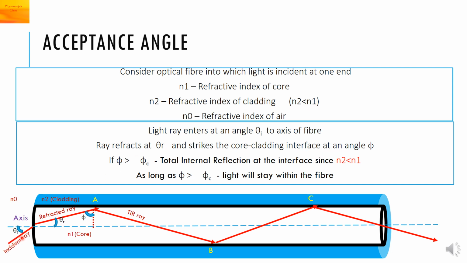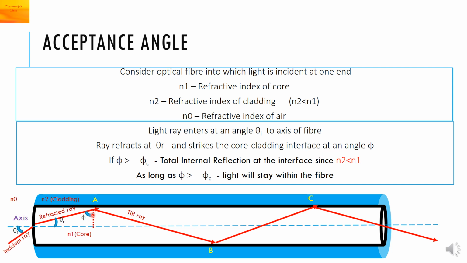So now we incident the light into the optical fiber at an angle theta I. So here we are considering the air core interface. You incident the light from the air into the core. So the light is entering at an angle theta I. When it enters into the core, it will be refracted at an angle theta r. So now this ray is acting as the incident ray for the core cladding interface. This is the second interface. So it is incident at an angle theta r, and it strikes the core cladding interface at an angle phi.